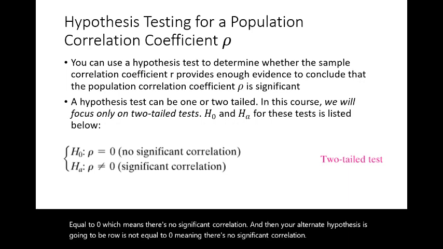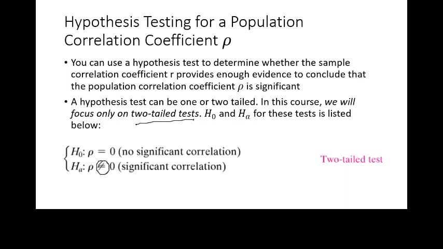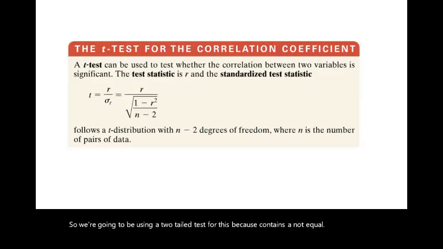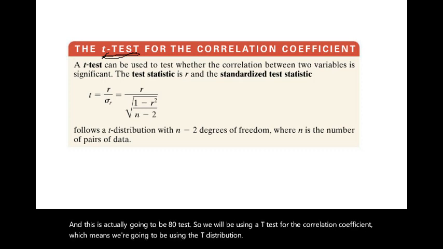So we're going to be using a two-tailed test for this because HA contains a not equal. And this is actually going to be a t-test. So we will be using a t-test for the correlation coefficient, which means we're going to be using the t-distribution. So we are going to be using the test statistic R. So the sample correlation coefficient R will be our test statistic. And the standardized test statistic will be a t-score.